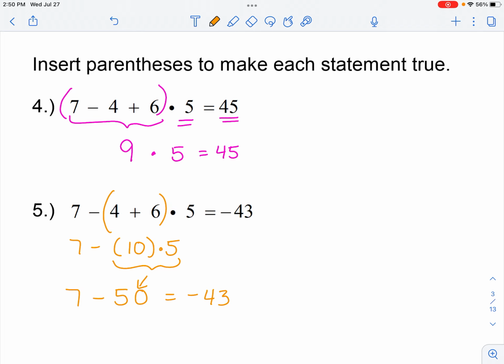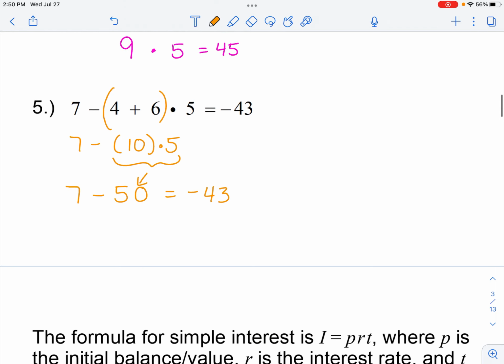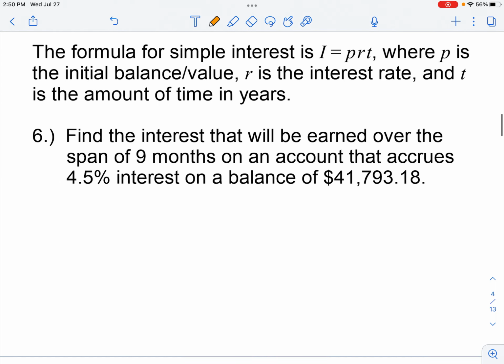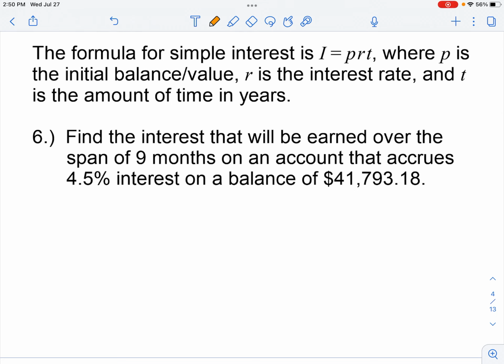All right. One last thing sort of related to the order of operations that you're going to have to be able to deal with is if you're given a formula, go ahead and plug things into it and then simplify the value from there. All right. So here we've got the formula for simple interest, which is interest, capital I, is equal to PRT, where P is the initial balance or value. It's called the principal value, your starting value. R is the interest rate, which has to be converted to a decimal from a percentage. And T is the amount of time in years.